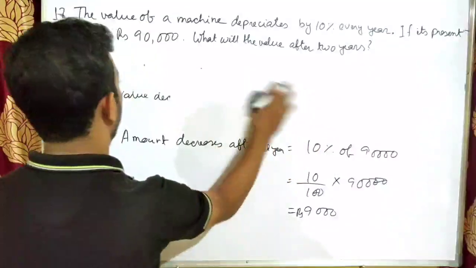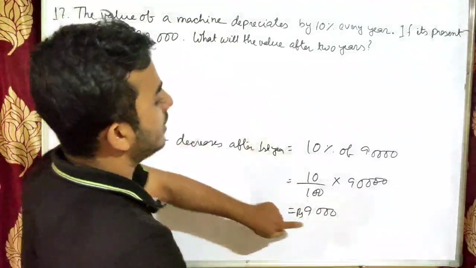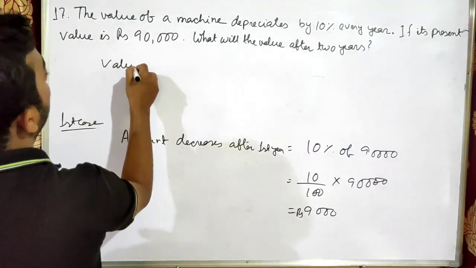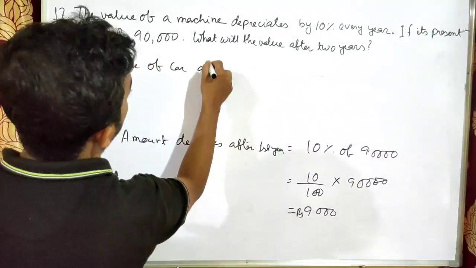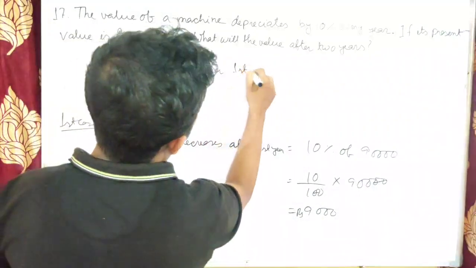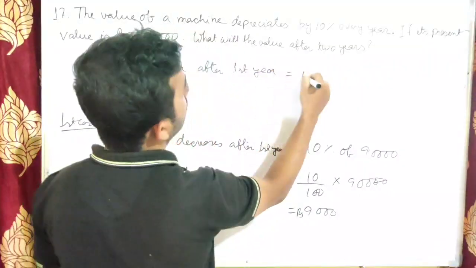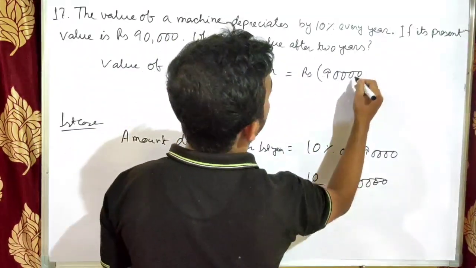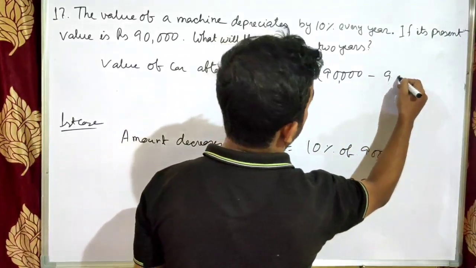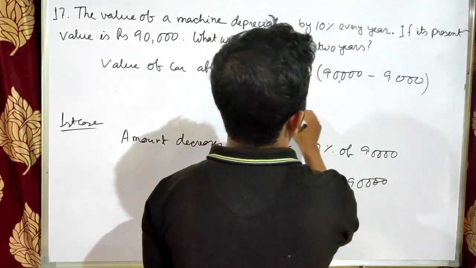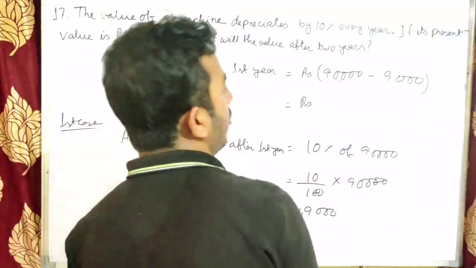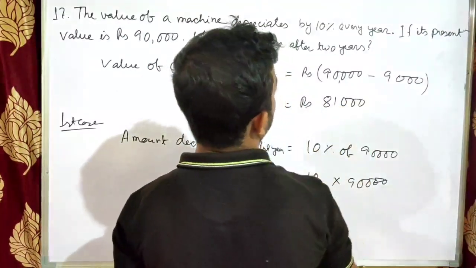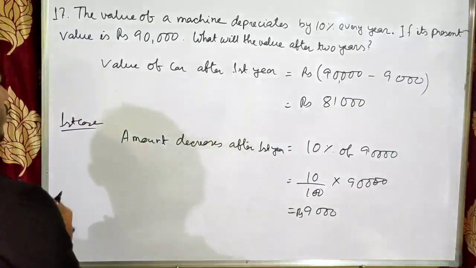Value of the car after the first year will be what? That amount minus that amount. Value of the car after the first year equals rupees 90,000 minus 9,000. 90,000 minus 9,000 is so much. All of you can say it is 81,000, isn't it? 81,000. Okay, so now we'll write the second case.